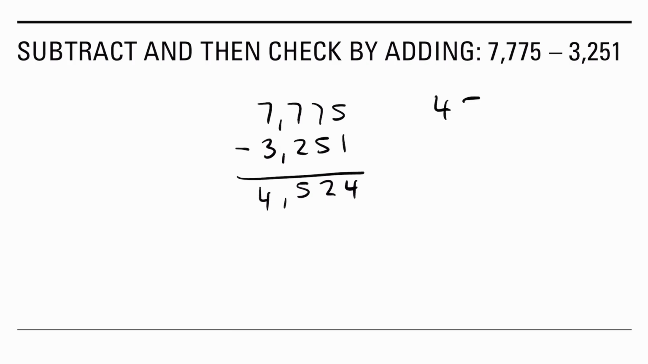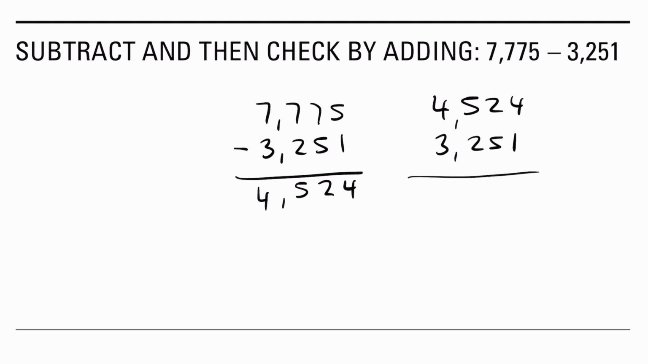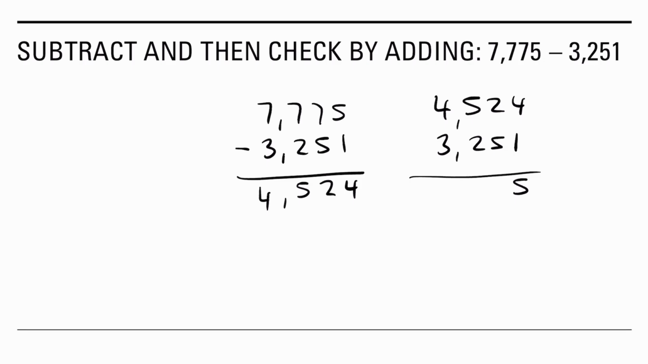If we were to add that together again with the 3,251, we should get that back. So 4 plus 1 is 5, 2 plus 5 is 7, 5 plus 2 is 7, and 4 plus 3 is also 7. So we do get that correctly.